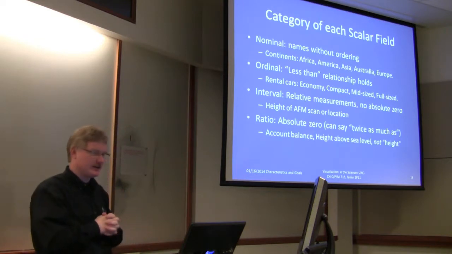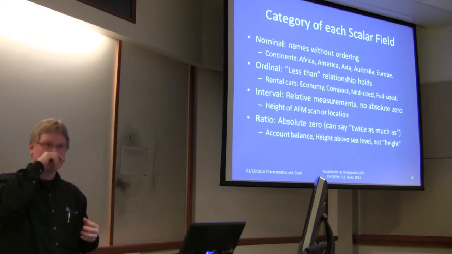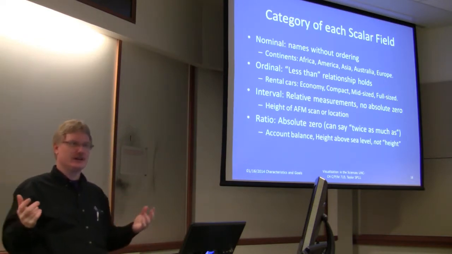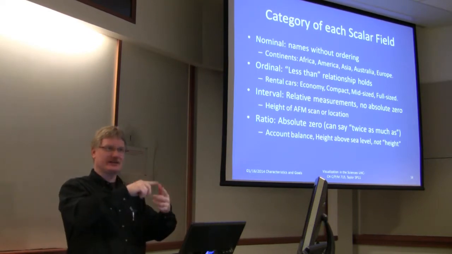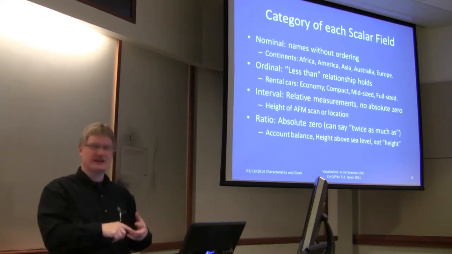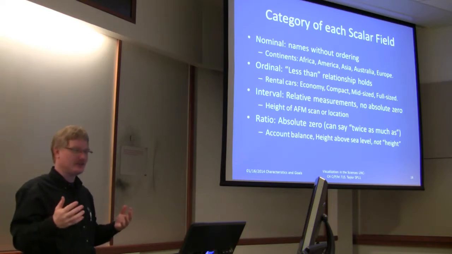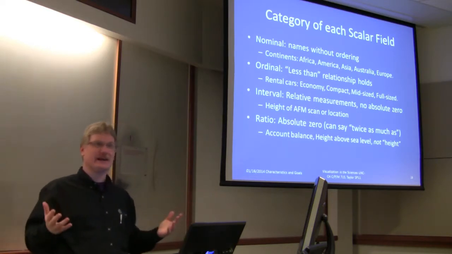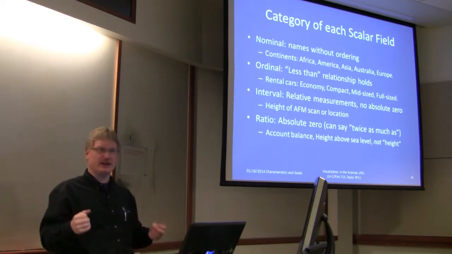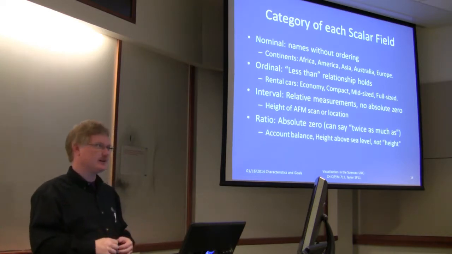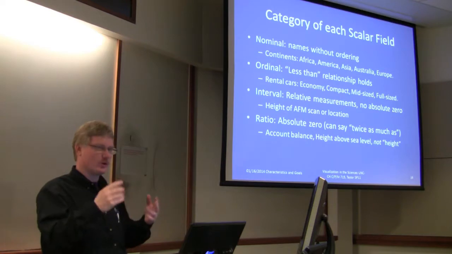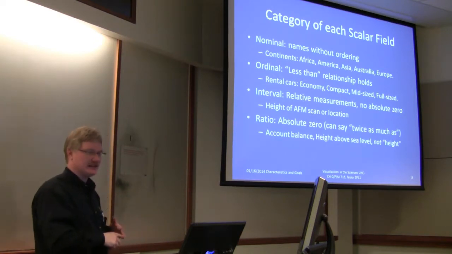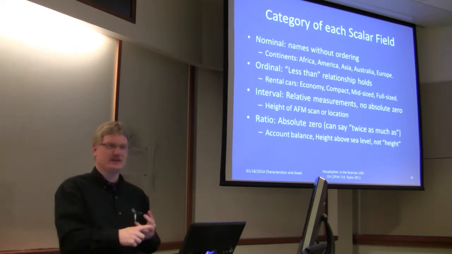So then there's the category. Scalar fields have categories, right? And so now we've had types, which is kind of scalar, vector, tensor, and category. So category, I talked about this a little bit last time, but nominal is, like the continents. There's no particular ordering to them, they're just names. People's names are this way, company names, and so forth. There's no order relationship. An ordinal is where less than holds, right? And so pizza sizes are this way, rental cars are this way.